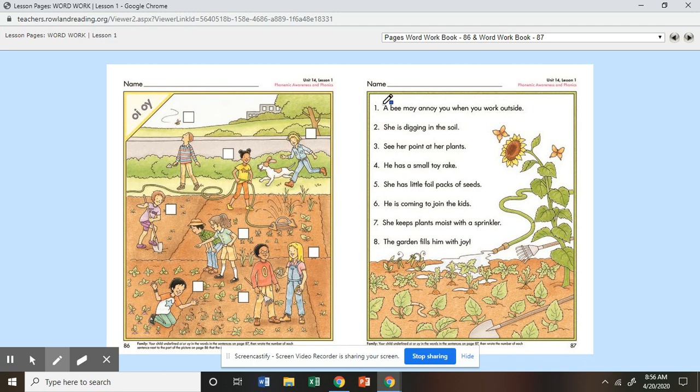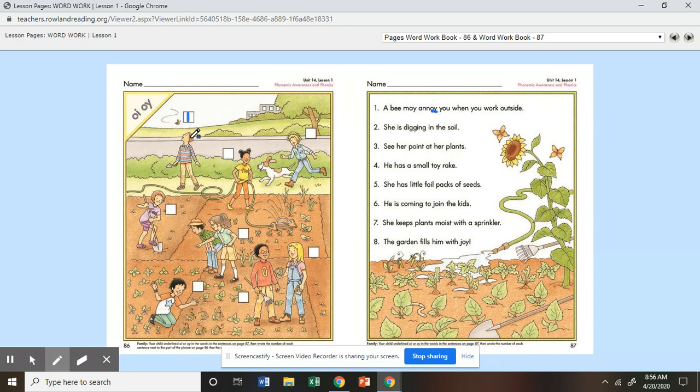So everybody go to number 1. We're going to read it together. A bee may annoy you when you work outside. So let's see if we see any OI or OY words. Well, I see it in annoy. So I'm going to underline the OY in annoy. And then I'm going to look over at the picture to see which part of this picture matches number 1. A bee may annoy you when you work outside. Good. We can see Icky over here, and he's looking up at a bee. So we're going to write a number 1 because number 1 sentence goes with that picture.